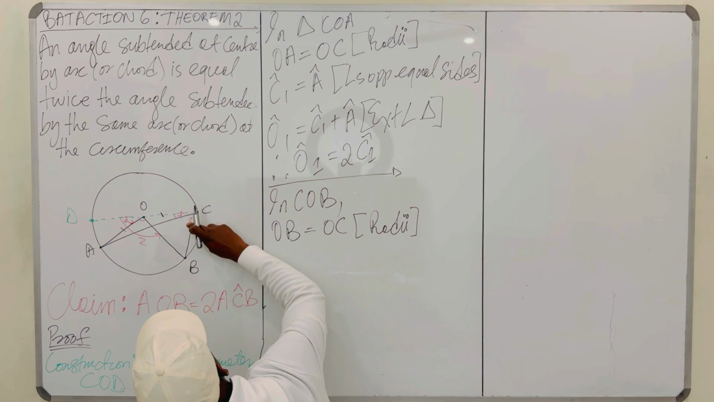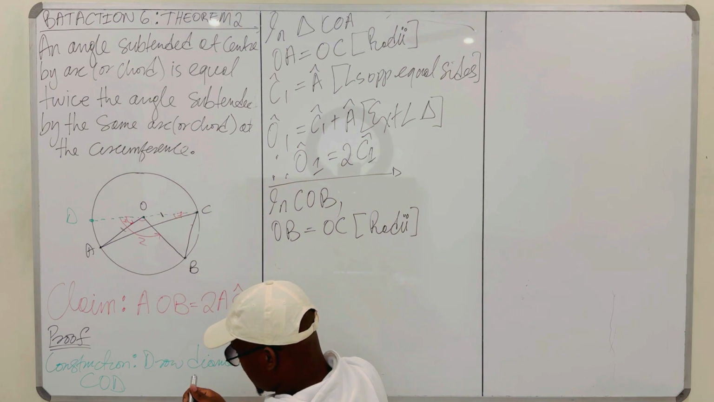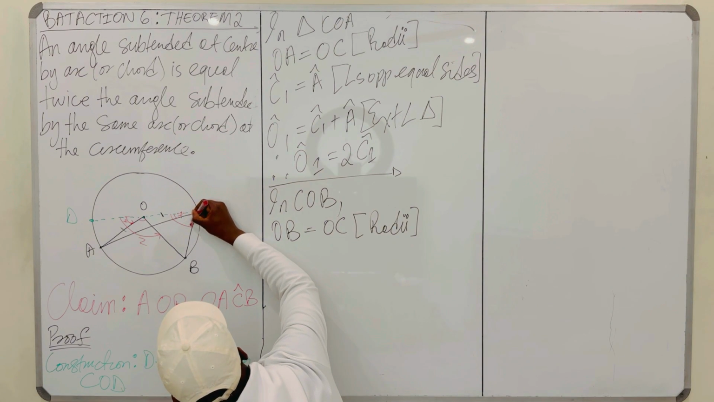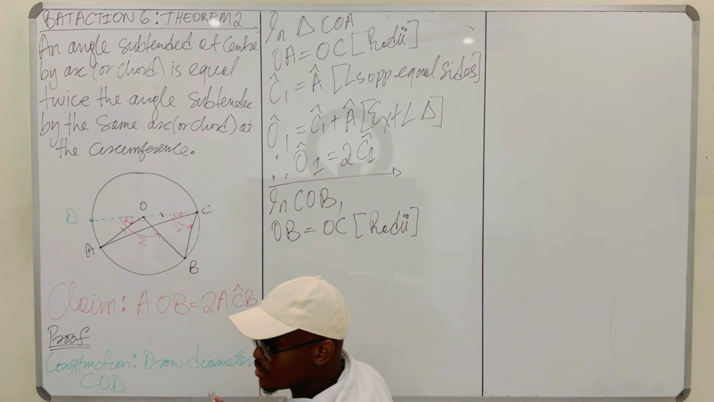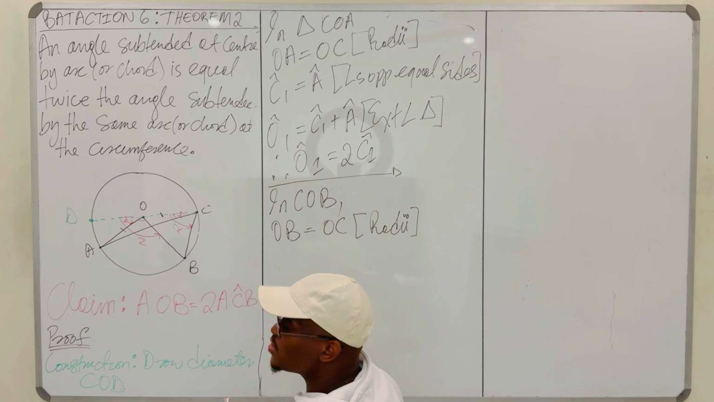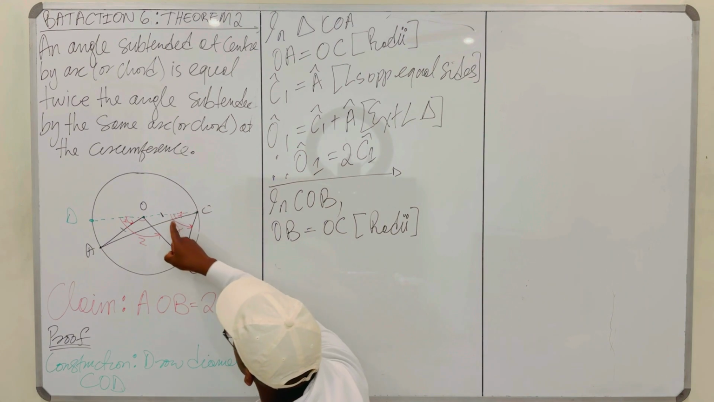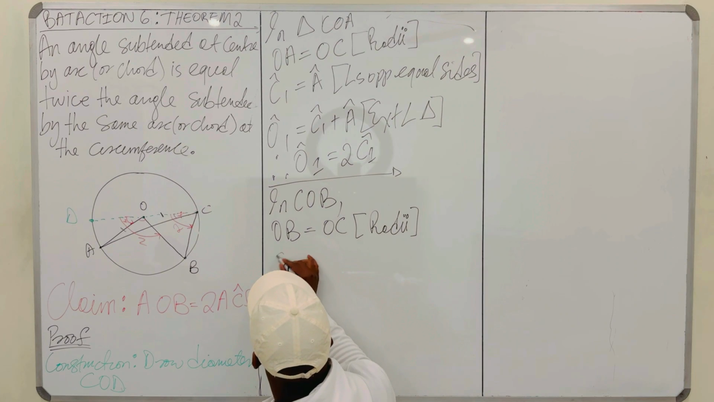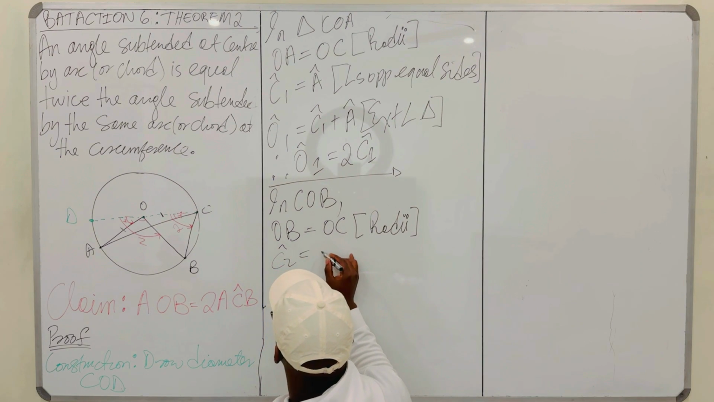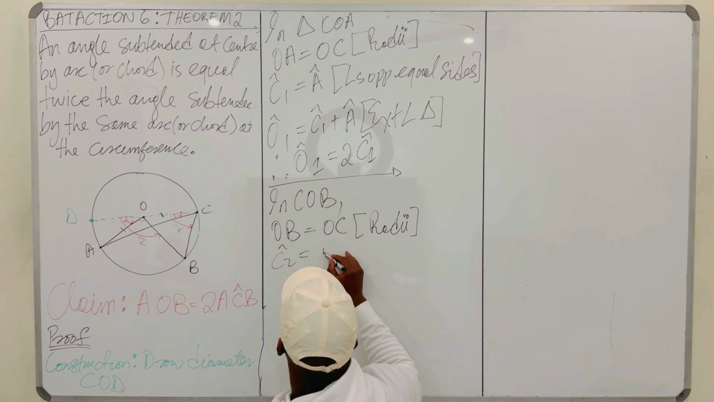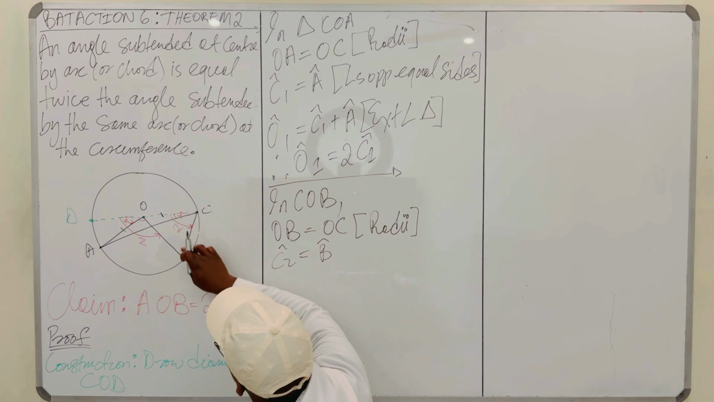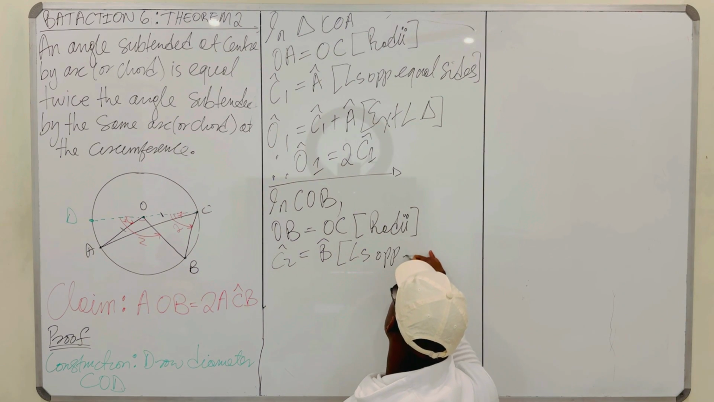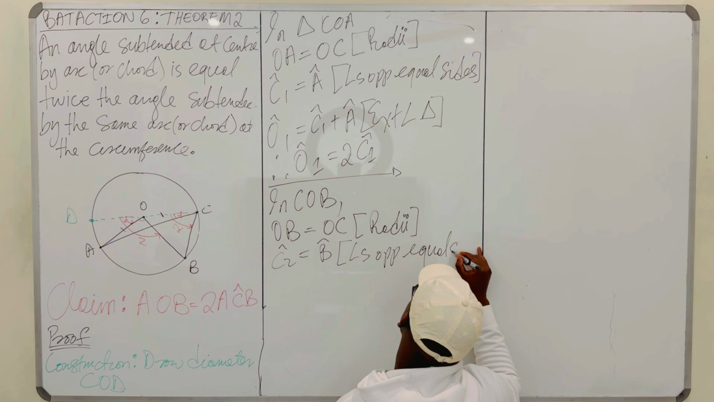To differentiate between the two angles, the whole C, let's call it angle C2. So this entire angle is called C2. In that case, your angle C2 is equal to angle B. Why? These are angles opposite equal sides.